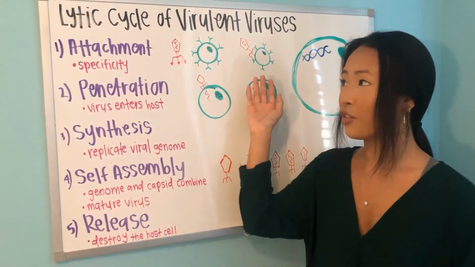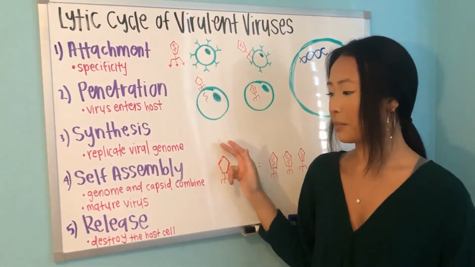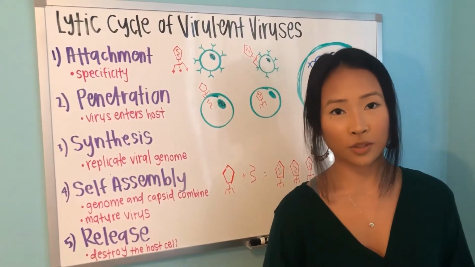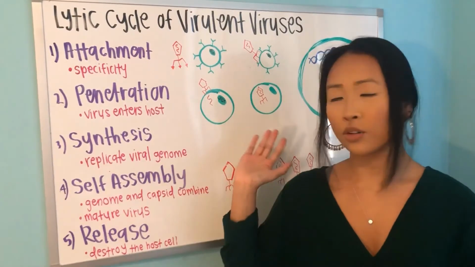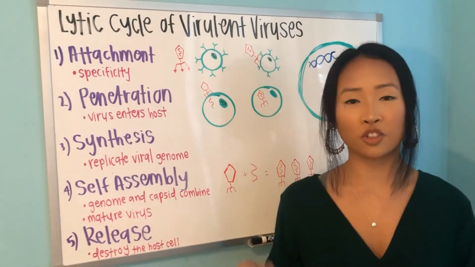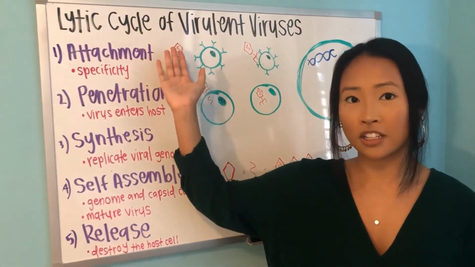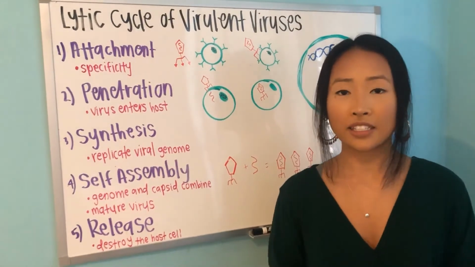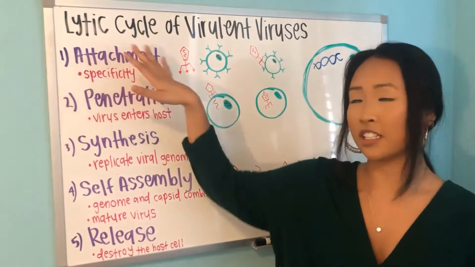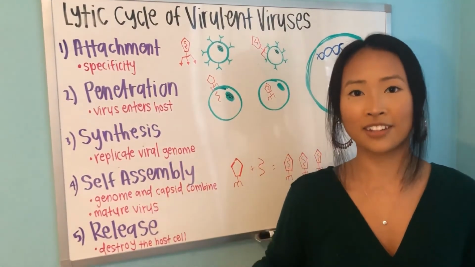So there's 5 overall steps. We have attachment, penetration, synthesis, self-assembly, and release. Okay, so I'm really big on the definition of words so we understand what's going on. We said that virulent viruses, in their life cycle, after they replicate, they're going to destroy the host cell. So the lytic cycle, that's exactly what it means. Lysis means to burst or to destroy, and so that's why it's called the lytic cycle. The virus, once it replicates, is going to destroy the cell at the end.